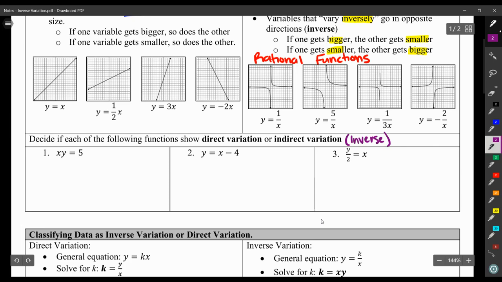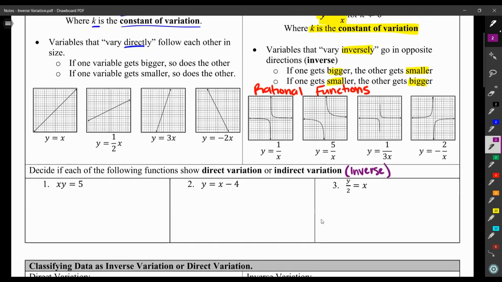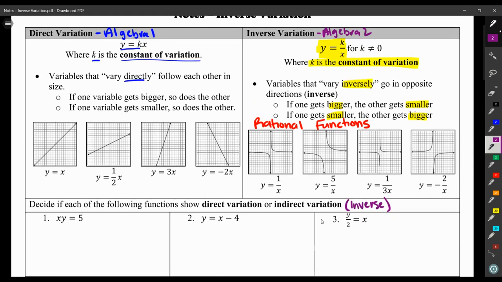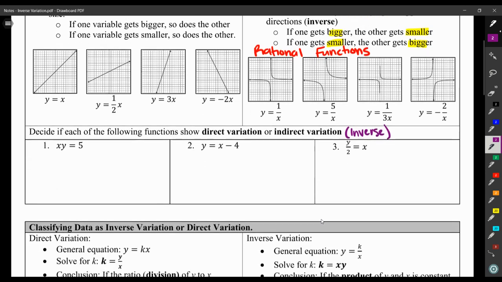Now, the easiest way to do this is solving for y. If you get y by itself and come up with y equals a number over x, then it's inverse variation. If you solve for y and you get y equals a number times x, then that is direct variation. If you get something that doesn't look like either one of these forms, then it is neither direct variation nor inverse variation.